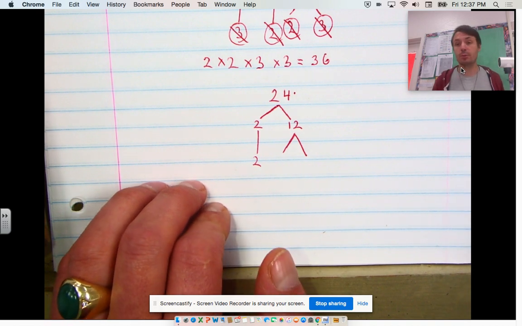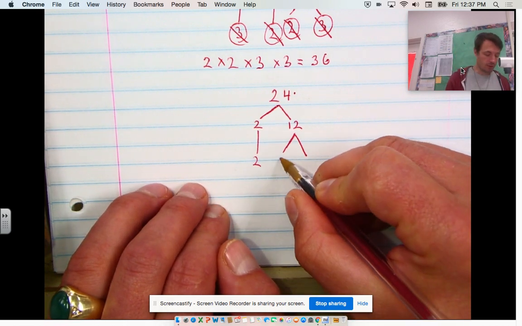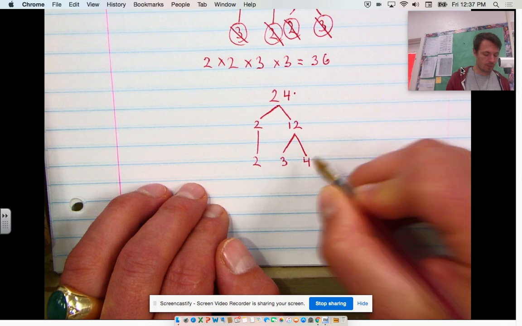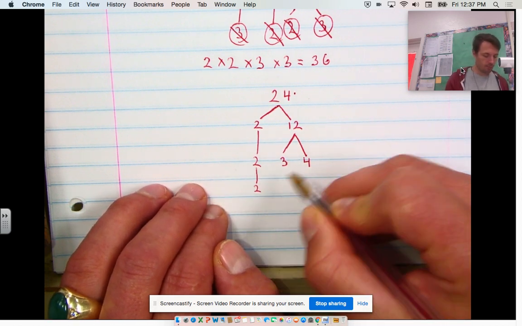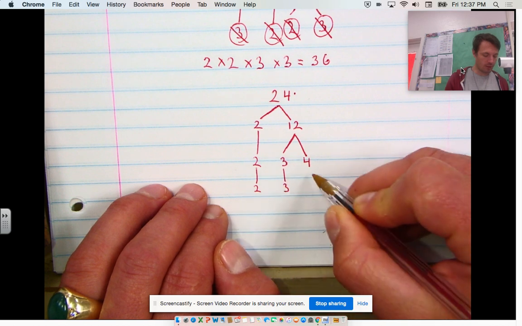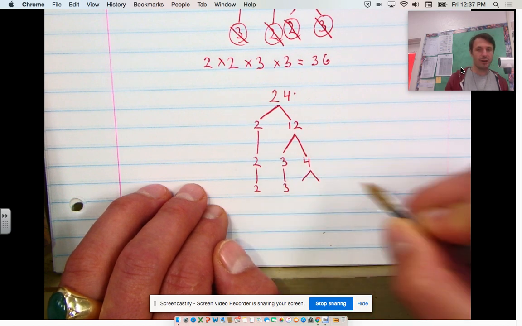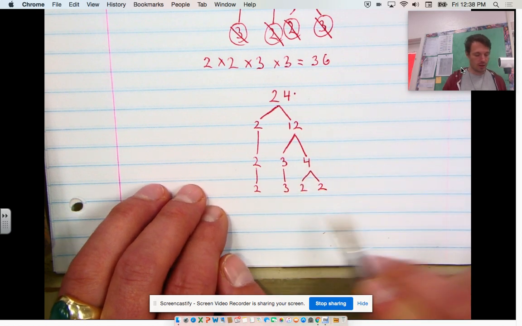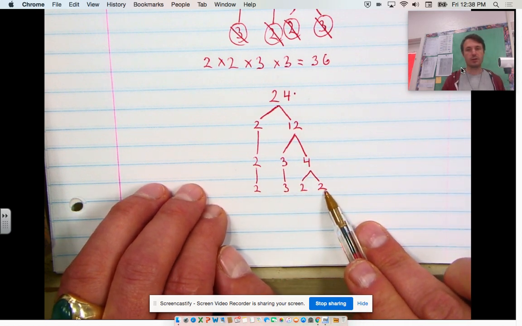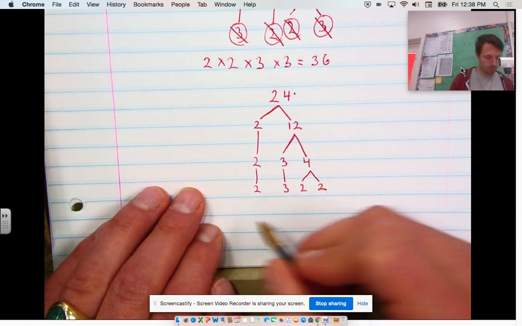It sprouts branches. Now, let's do 3 and 4 this time because 3 times 4 equals 12. 2 is prime. 3 is prime as well, so they drop down. 4 is composite, so it sprouts branches. And 2 times 2 equals 4. And that's the prime factorization for 24.